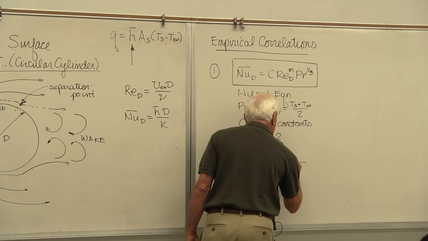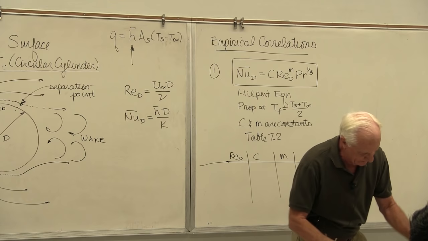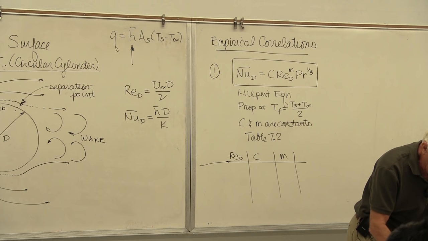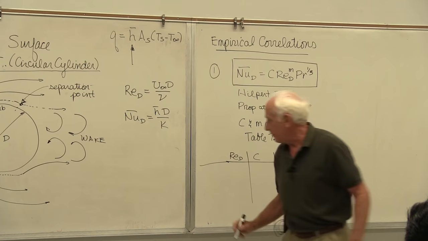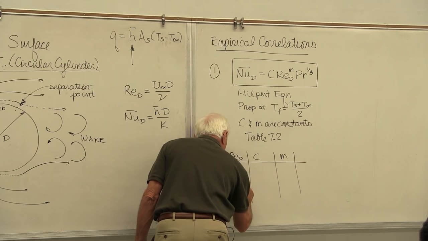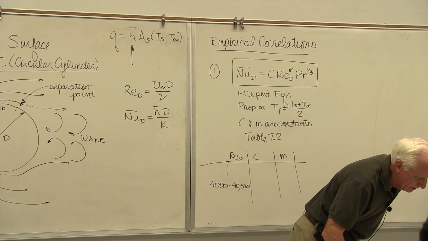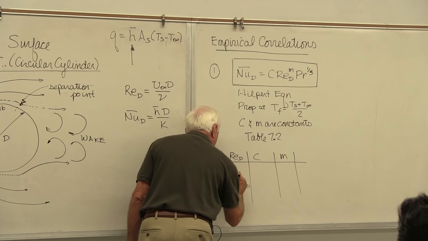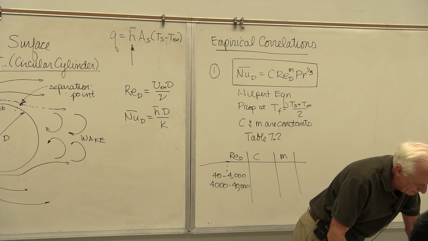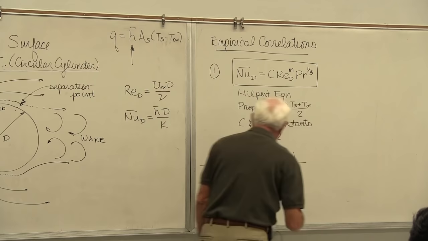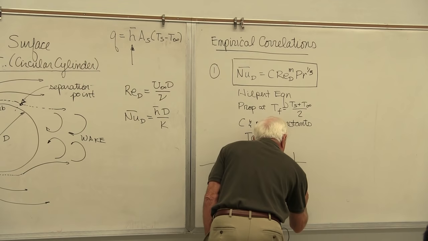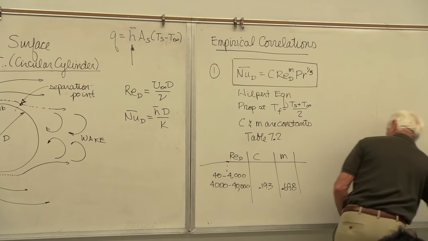I'll just put one down there. Let's see where table 7.2 is here. There it is. I'll do 4,000 to 40,000. There's different ranges here. I'll put another one down. One of them goes from 40 to 4,000. That value, 4,000 to 40,000, yeah. 0.193 and 0.618. Okay.